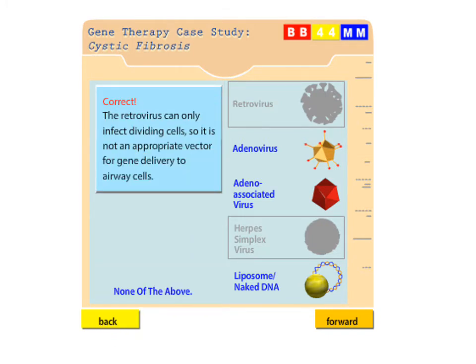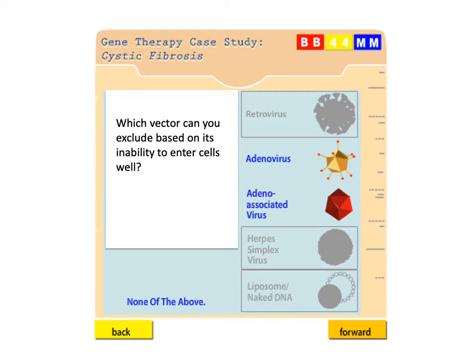Okay. The next question: what vector can you exclude based on its inability to enter cells very well? You can already see the answer because at the very bottom, the liposome and naked DNA vectors are blacked out. They don't enter cells very well. So for this in vivo gene therapy approach, they won't be good choices. This leaves us now with adenovirus and AAV.